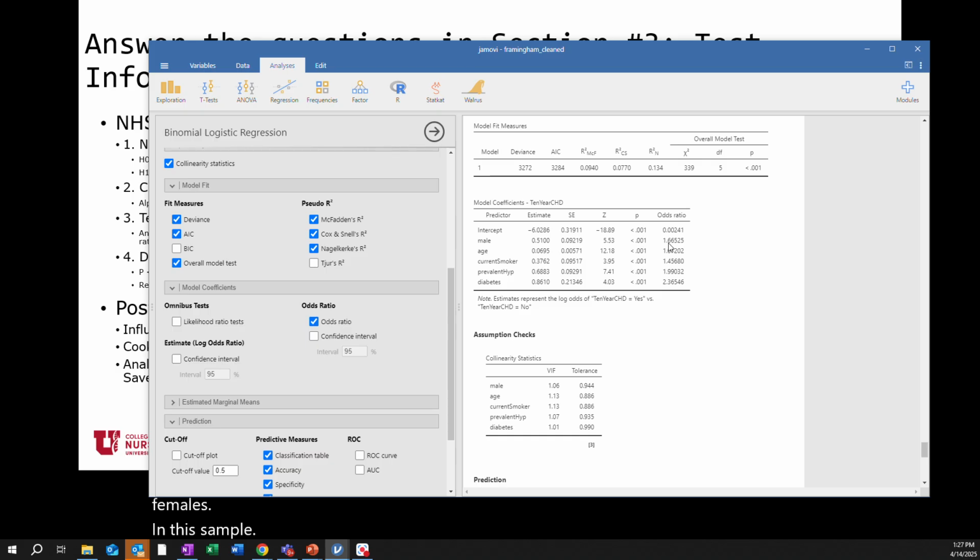And if we look through and find the largest, we see the largest odds ratio here is diabetes. So those with diabetes are almost 2.4 times more likely to develop coronary heart disease than others. The next highest one is hypertension. So those with hypertension are about 2 times more likely to develop coronary heart disease.